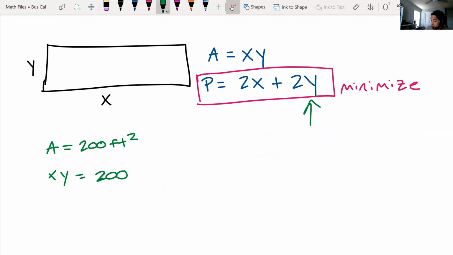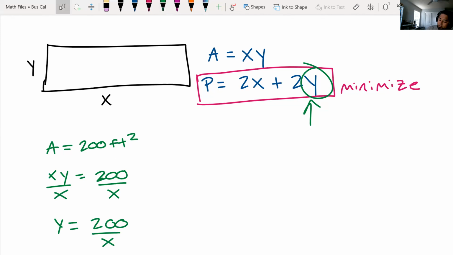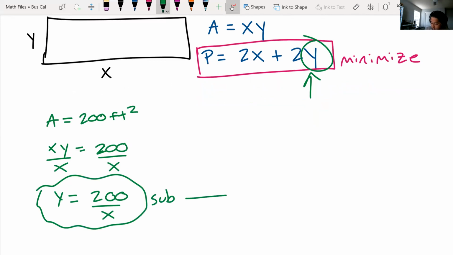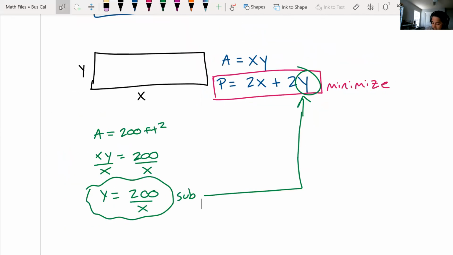In order to get rid of this y in the perimeter equation, we're going to make an equation for it. All we do is solve this area equation for y, so I divide by x, and y now equals 200 over x. And this is our substitution, it's going in for that y.